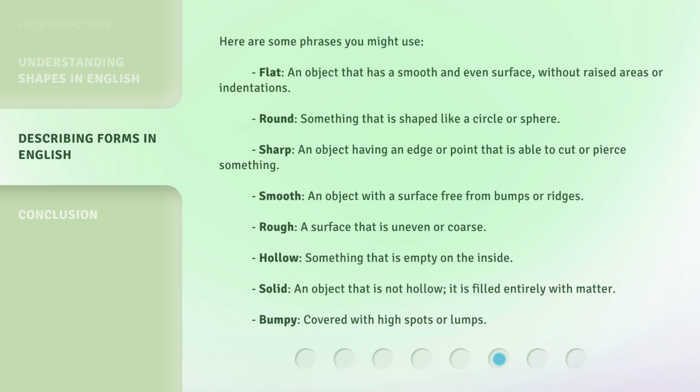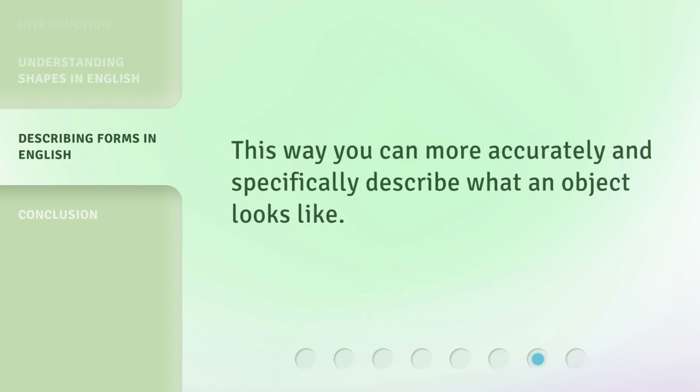Smooth: an object with a surface free from bumps or ridges. Rough: a surface that is uneven or coarse. Hollow: something that is empty on the inside. Solid: an object that is not hollow. It is filled entirely with matter. Bumpy: covered with high spots or lumps. This way you can more accurately and specifically describe what an object looks like.